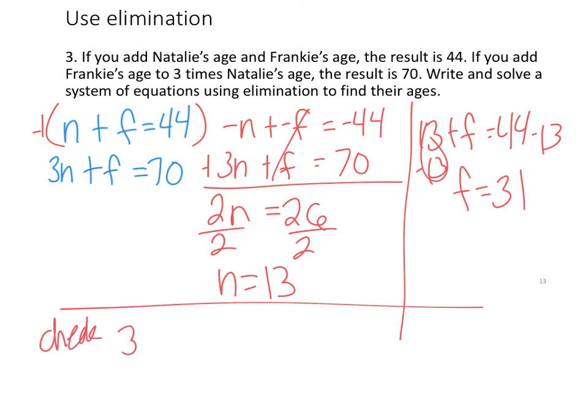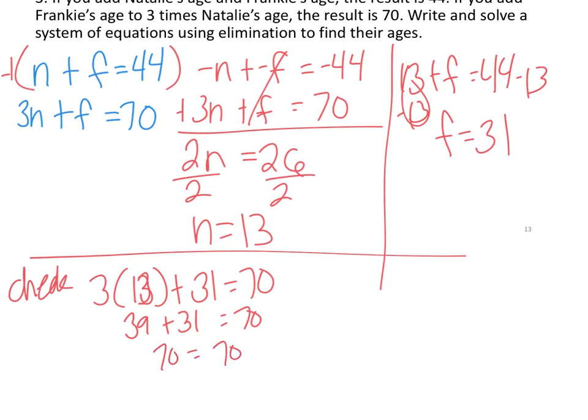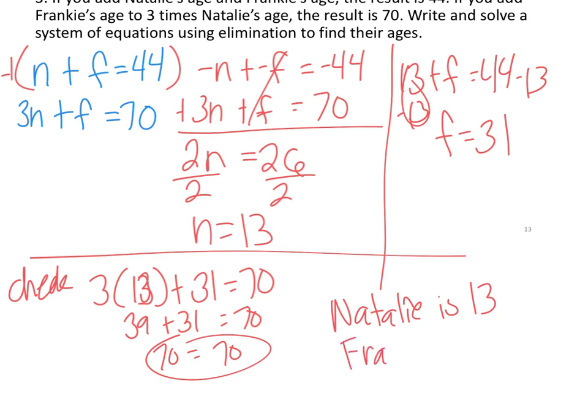Okay, so if I want to check it, use the bottom. 3 times 13 plus 31 equals 70. 3 times 13 equals 39, plus 31 equals 70. So Natalie is 13. Frankie is 31.